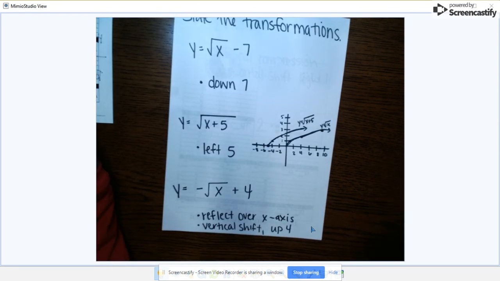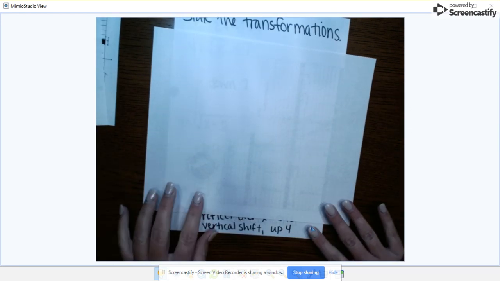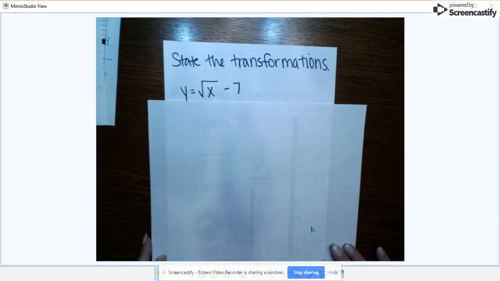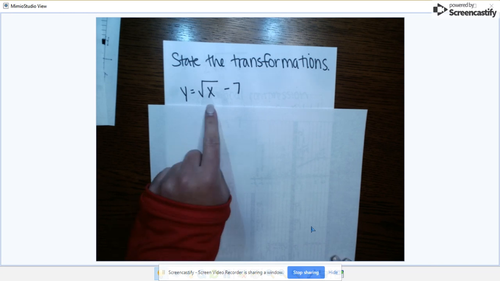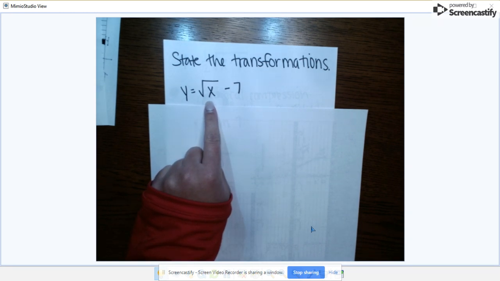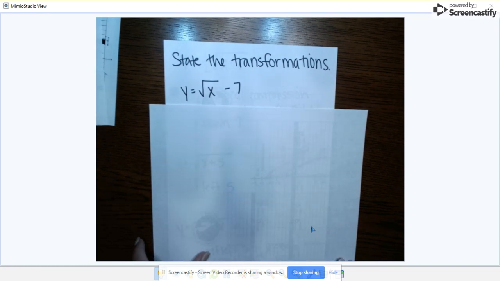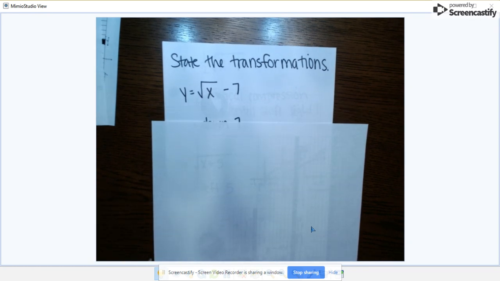We won't always be asked to graph. Sometimes we're going to have to figure out the transformations just based off of the equation. So here we have y equals the square root of x, and then minus 7. The square root of x is our function, that would be the f of x. And we have a minus 7 on the outside, which means we are going to have a vertical shift down 7 units.